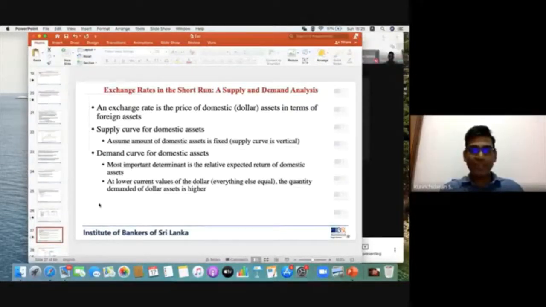Up to now we have seen the exchange rate in the long run, and now we are going to see the exchange rate in the short run. That means a supply and demand analysis.